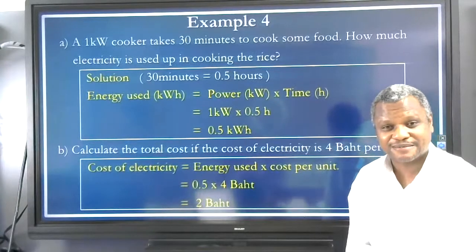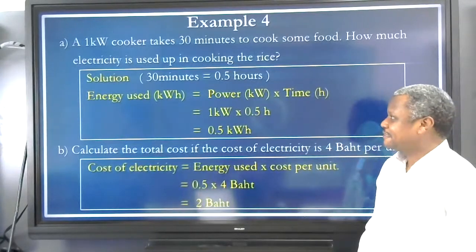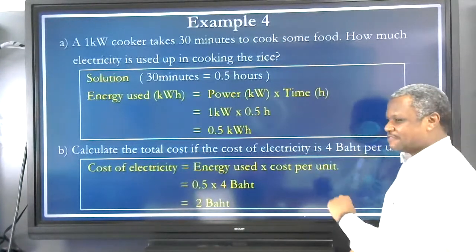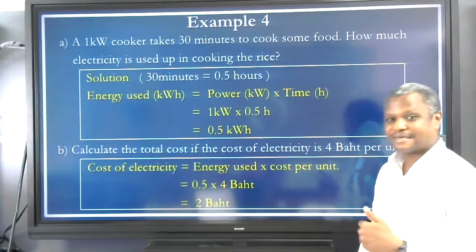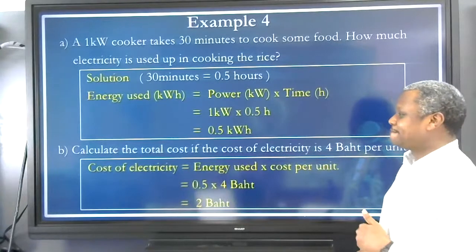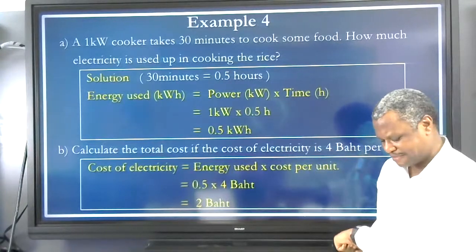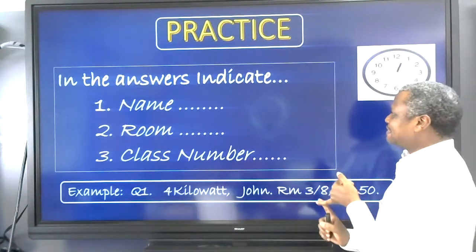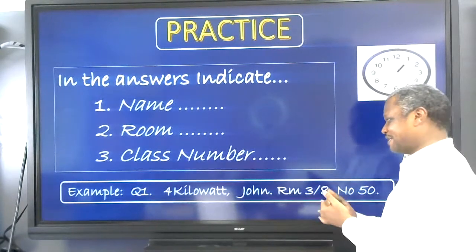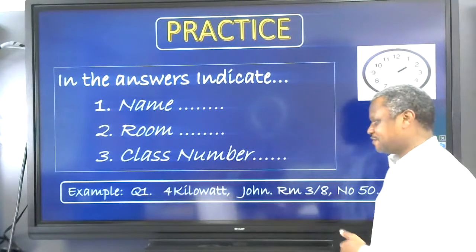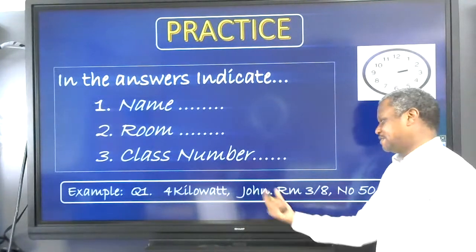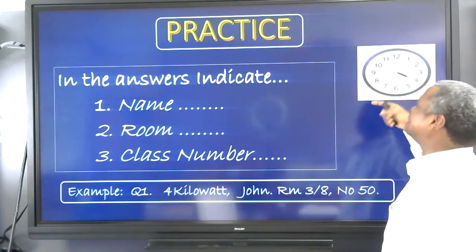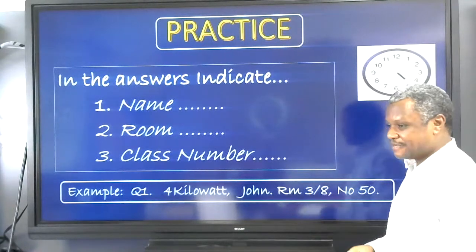I want you to get your notebook or a piece of paper. It's not a homework, it's just a quiz that I want us to do. I'll only give you 1 or 2 minutes, and then after you give your answer, we'll check together in the next 15 minutes. Always remember to give details about your name, your room, and your class number again. For example, if your answer is 4 kilowatt, write your answer, your name, your room, and also your number. Again, you'll have a clock here to give you an idea of how much time remains.